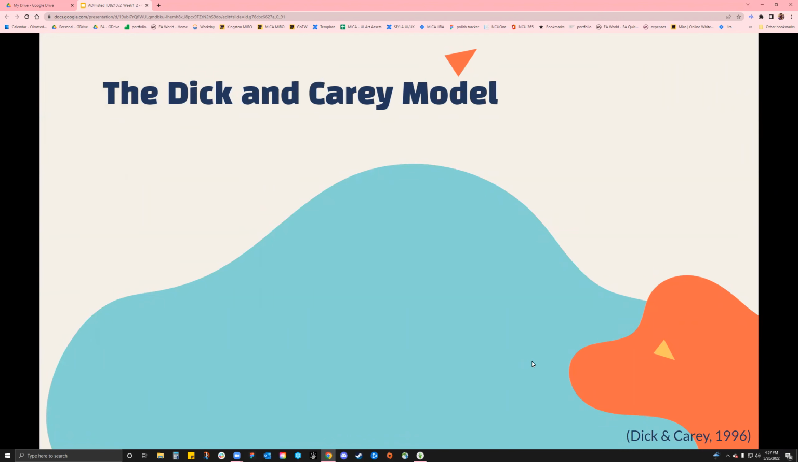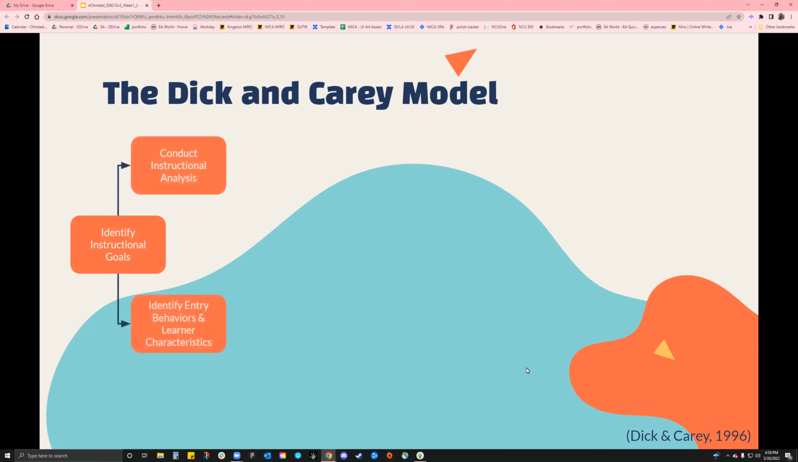The Dick and Carey model was first written about in Walter Dick and Lou Carey's book, The Systematic Design of Instruction in 1978. This model uses a systems approach following a 9-step process to look at instruction as a system rather than a series of isolated sections. This linear model starts with identifying the instructional goals. Then the instructional designer must conduct instructional analysis and identify learner behaviors and characteristics.